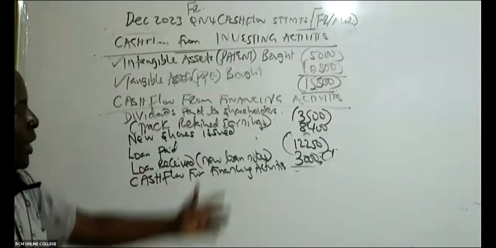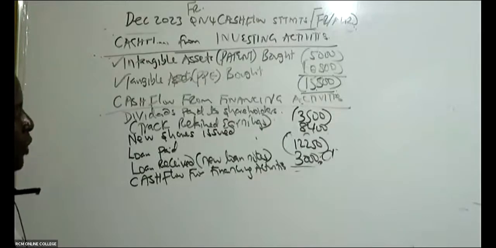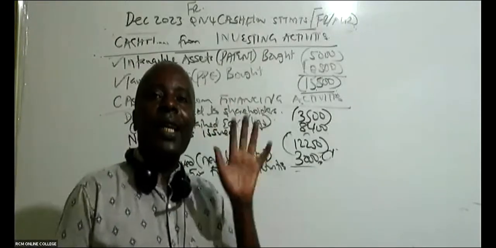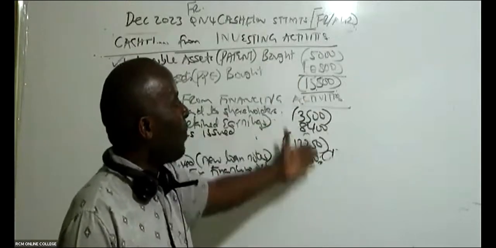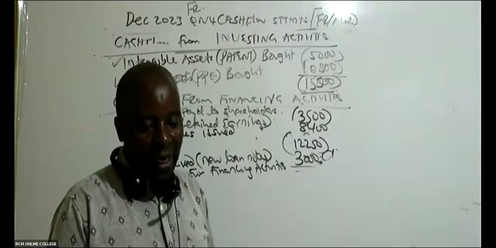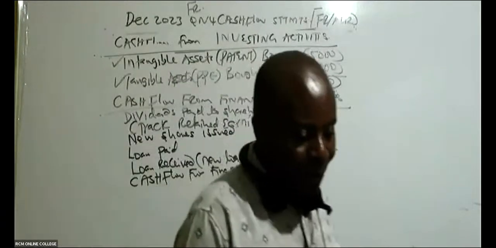We should be able to see whether our cash flow is balancing. And then remember, your examiner is very lenient. You don't have to do it accurately like Mwalimu.